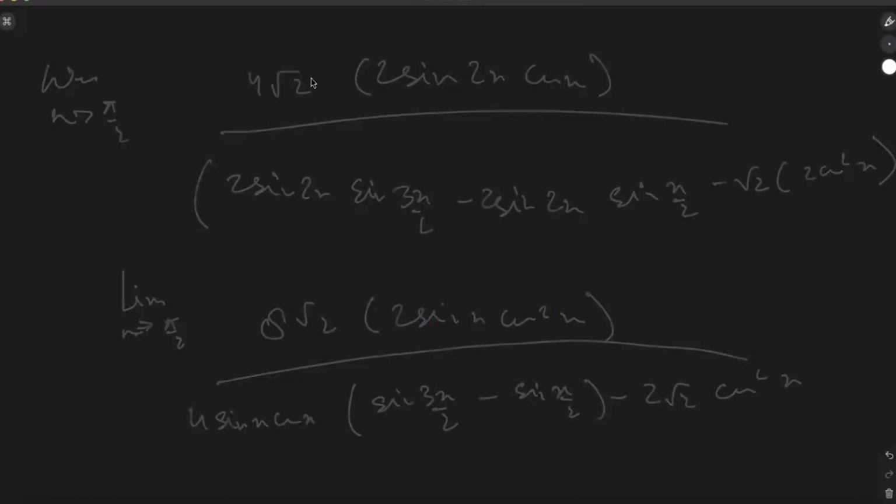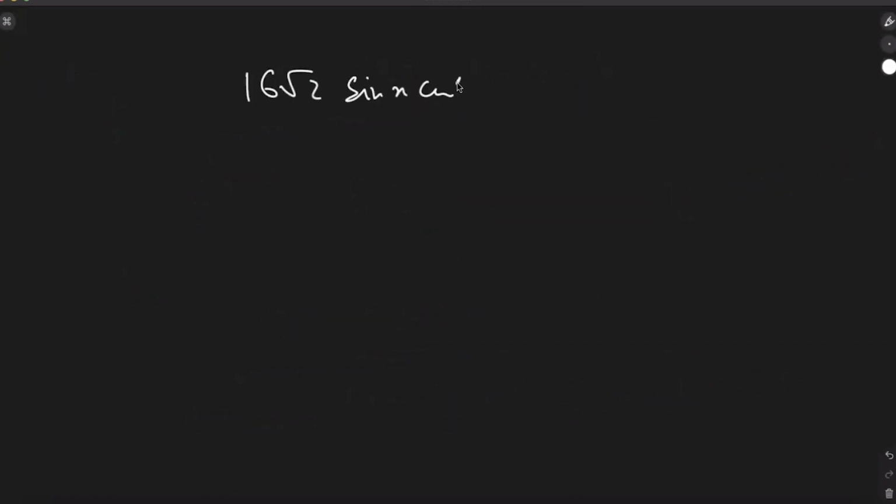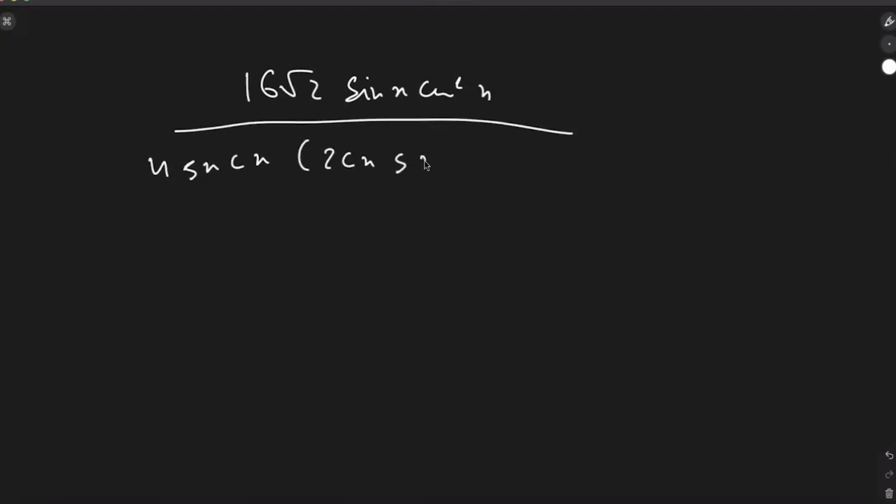So 16 under root 2 sine x cos square x, all divided by 4 sine x cos x, 2 cos x sine x by 2 minus 2 under root 2 cos square x, and limit x tends to 0. Alright. So what can we do further? If you can see, I can just cut this cos square term out. Cos into cos square, and cos square. Okay. Now what am I left with?